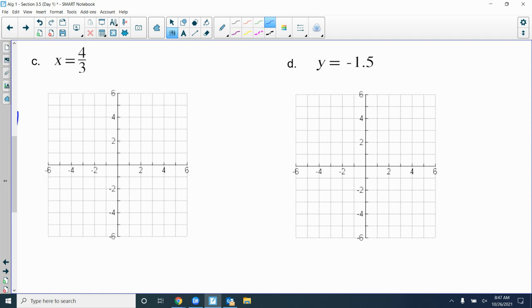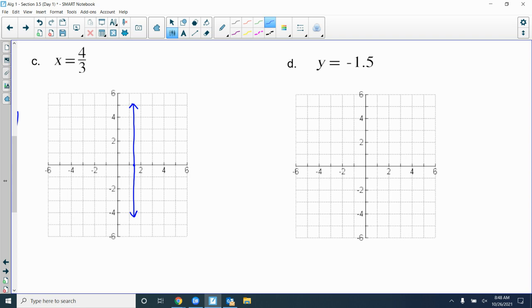X equals: horizontal or vertical? Addy Barrios, horizontal or vertical? Horizontal. Oh, vertical. There we go, vertical. So you go to about 1.3, and then we're going to draw a line through there, a vertical line, and we will put arrows on it. That's all you do for that.